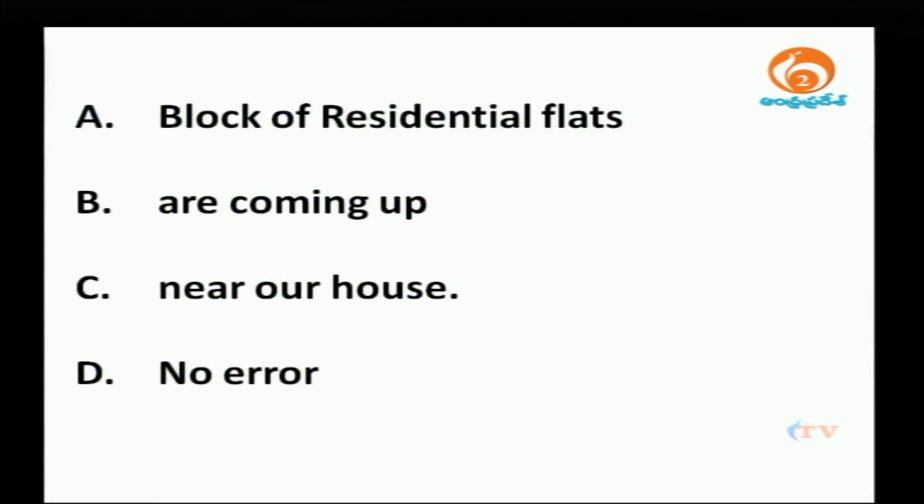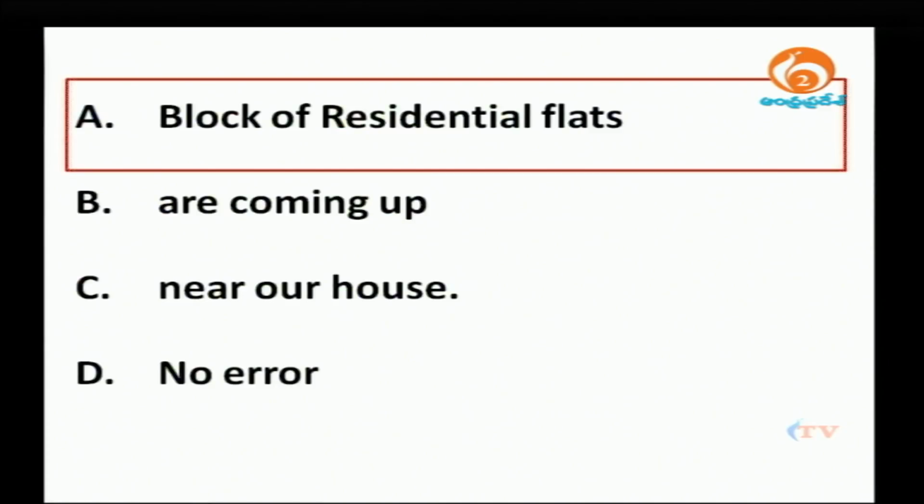Next, block of residential flats are coming up near our house. It should be blocks of. Okay. Now, the subject in this sentence is not residential flat, it is blocks. In case it's just one block, you will say a block of residential flats. Now, that is not the case. It says block of, which means it should be blocks of residential flats are coming up near our house.